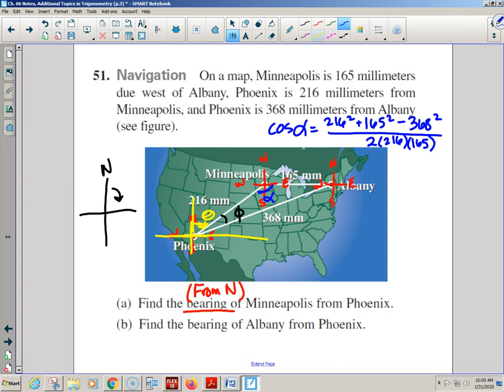Can I find that angle? Yes. But some of you are like, I don't get it. Why are you finding that one to find that one? Can anybody see what I'm doing? To go back to geometry.